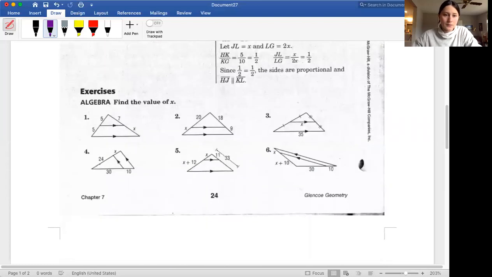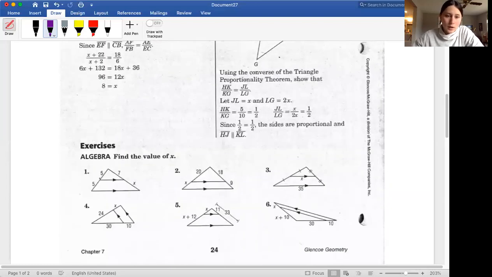So let's take a look at number 1. This is kind of like what we just talked about earlier. If these two are the same, then that means these two have to be the same, right? So X would be 7.